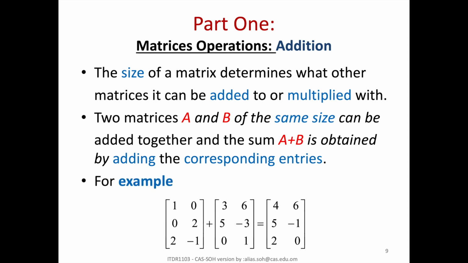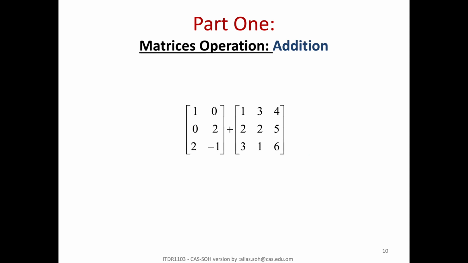Example: here we have matrix A and matrix B. Matrix A is 1 0 0 2 2 -1, and matrix B is 3 6 5 -3 0 1. So here A and B are of the same size. Then we take each corresponding entry and add them together. As you see here, 1 plus 3 is 4, 0 plus 6 is 6, 0 plus 5 is 5, and so on for the rest of the entries.